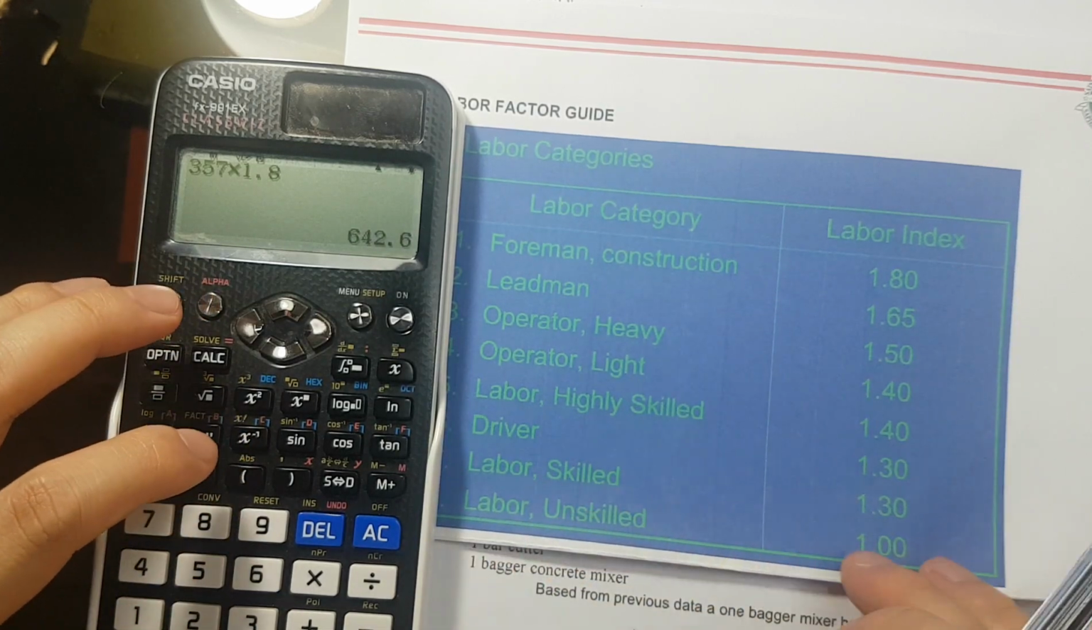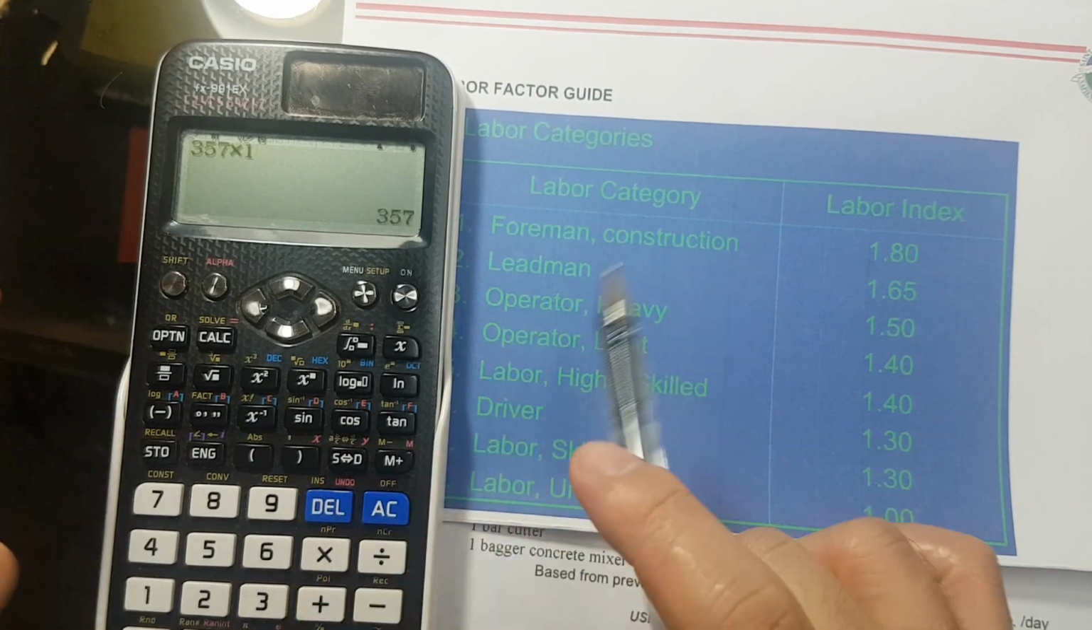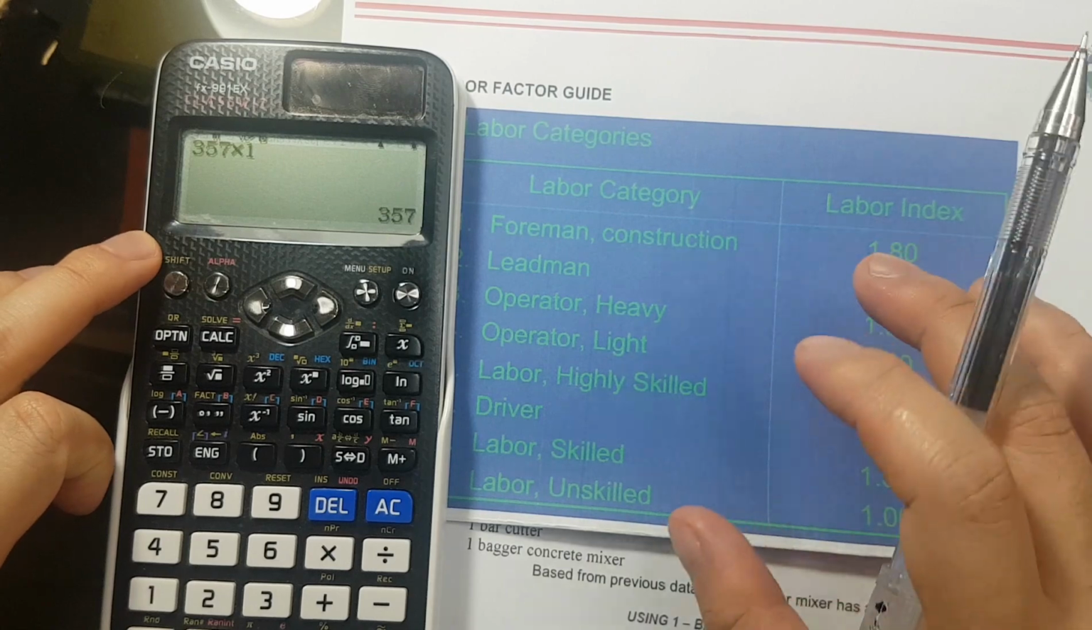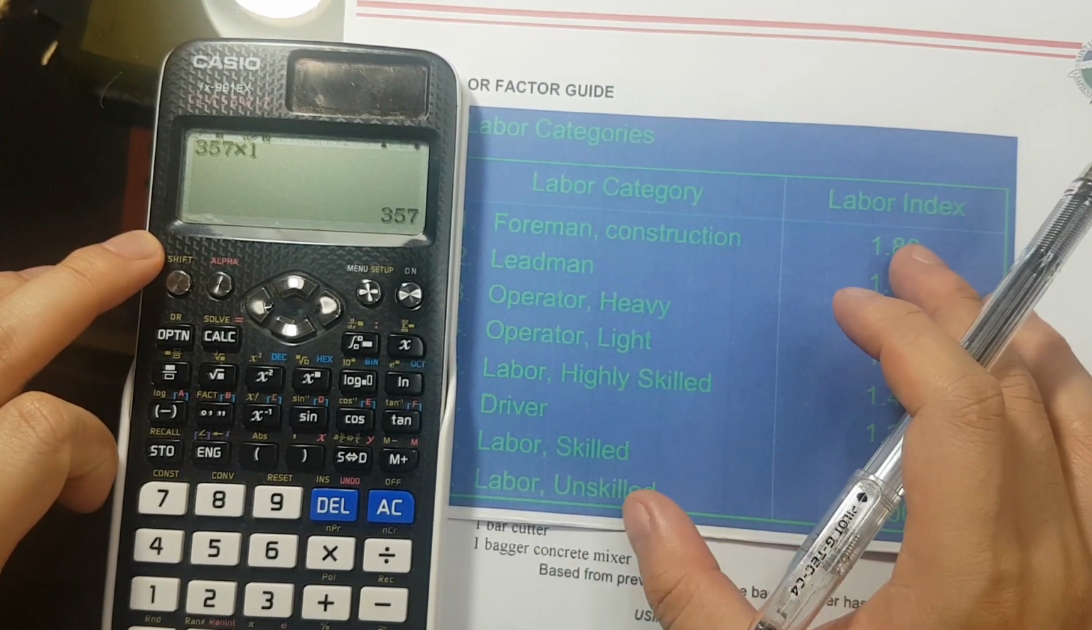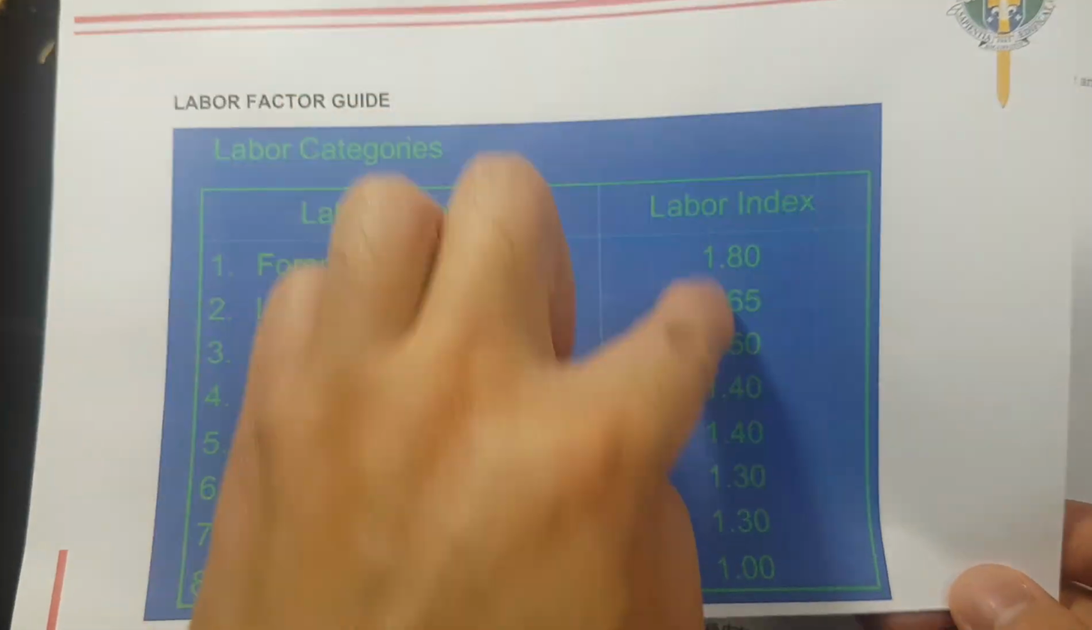Now, for example, sa labor mo na unskilled, so 357 times 1, so 357. So, sabihin mo, sige, taasan natin, gawin natin 400. Okay? Or 360, 380, ganun. Okay? Nakabase siya sa minimum wage and sa labor index.